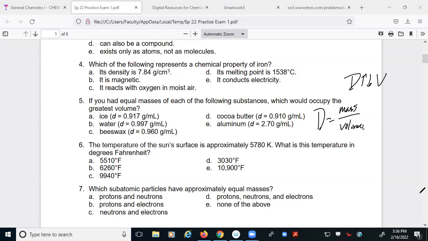Yeah, it's D. We're looking at the opposite trend of this. We're looking for the highest volume, which means we should be looking for the lowest density. Lowest density comes in the form of cocoa butter, D. So that question is really just me going after, do you understand how the variables in density are related to each other? It's a simple mathematical relationship kind of question.